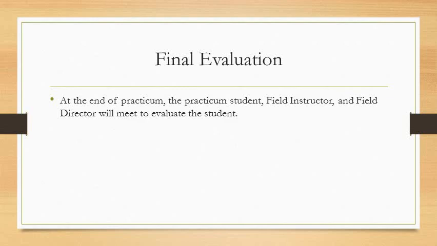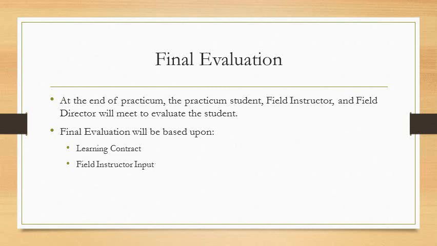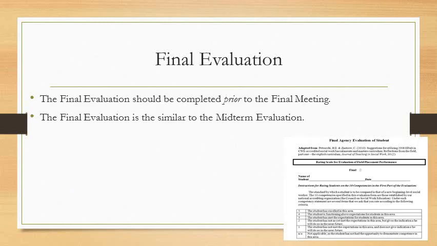At the end of the practicum experience, the student, field instructor, and field director again meet to evaluate the overall progress of the student. The final evaluation will be based upon the learning contract goals being met, input from the field instructor, input from the student, and the final evaluation document. The final evaluation document is similar to the midterm document. It should be completed prior to the final meeting.